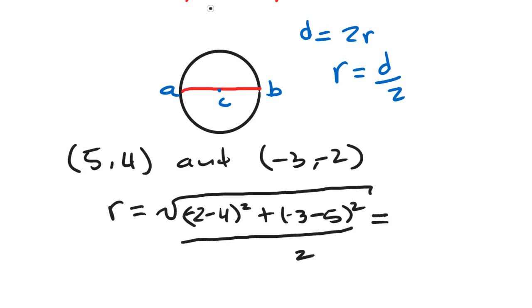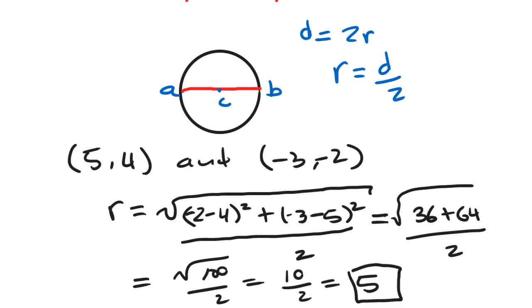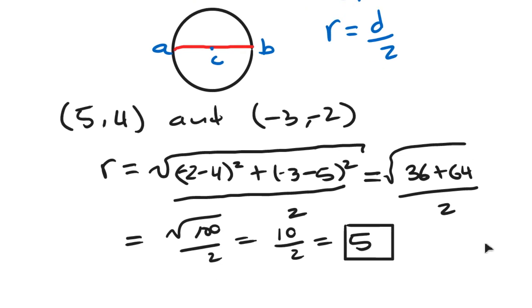Now, accordingly, that's going to be 36, right? Because you have -2 minus 4 is -6, and you square that, you get 36. -3 minus 5, that's -8, but when you square that, you get 64, and this is all divided by 2. Okay, but what does that mean? That means that you end up with the square root of 100, and that's divided by 2. What's the square root of 100? It's 10, but divided by 2, that gives you 5. So we find that the radius of the circle is going to be 5 units.